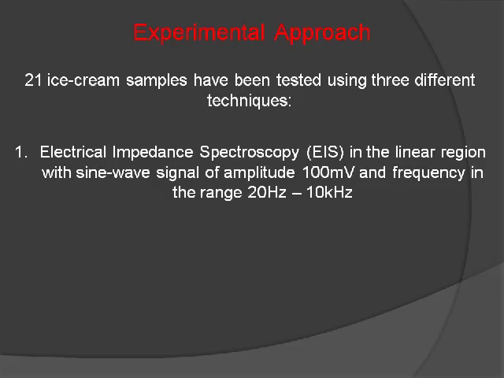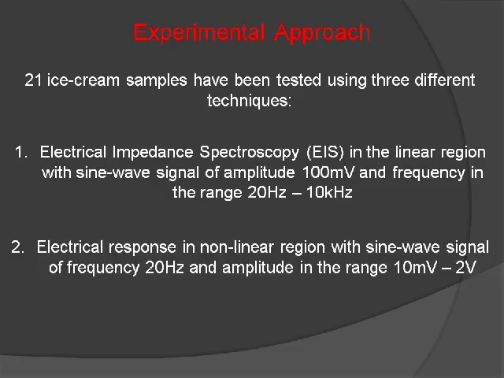Electrical impedance spectroscopy measurements with a sinusoidal test signal of amplitude 100 mV in the frequency range 20 Hz to 10 kHz. The acquired spectra have been analyzed to validate the electrical model and the model parameters have been estimated. The electrical response in the nonlinear region has been studied by stimulating the sample with a sinusoidal test signal of frequency 20 Hz and amplitude in the range 10 mV to 2 volts. The measured data has been fitted to a nonlinear empirical model and the model parameters calculated by Levenberg-Marquardt algorithm.